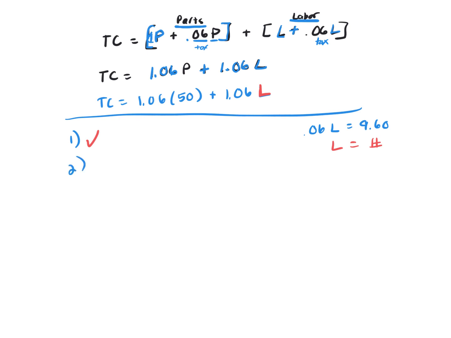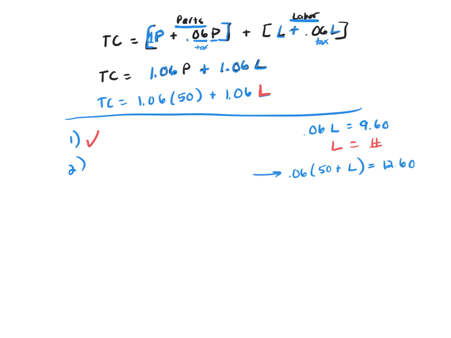Clue 2. The total sales tax was $12.60. So if I take 0.06 times my cost, which is $50 for parts plus labor, you multiply that sum by 0.06, that's going to give me the tax amount on both, which is $12.60.